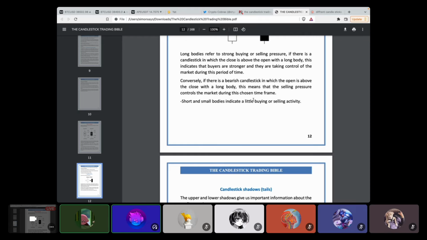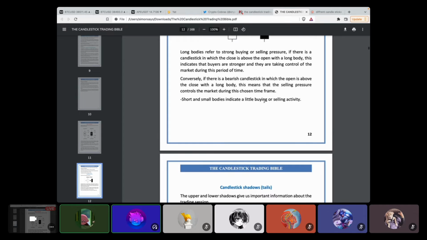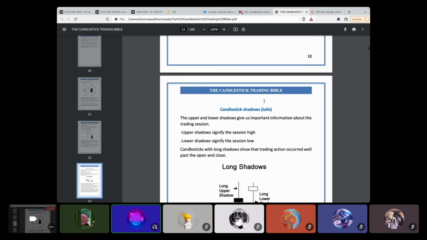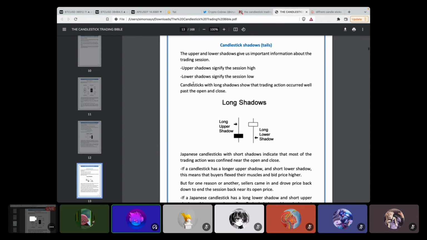Short and small bodies indicate little buying or selling activity, so little volume. We kind of tend to get that during like the late Asian sessions. Candlestick shadows, or their tails, their wicks. The upper and lower shadows give us the most important information about the trading session. The upper shadow signifies the session high. The lower shadow signifies the session low.